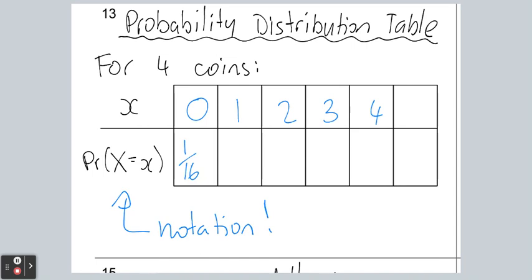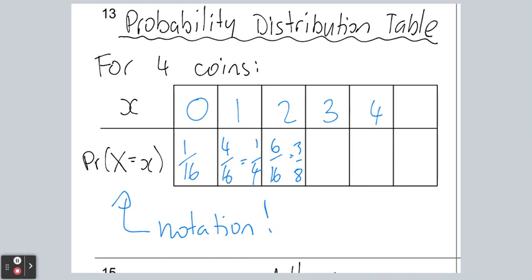What's the probability of x equaling 1? Well, the probability of x equaling 1 is 4 ways out of 16, which you could write as 1 over 4. What's the probability of x equaling 2? In other words, what's the probability of getting 2 heads out of the 4? Well, there were 6 ways of getting that, so 6 in 16, which is equal to 3/8.